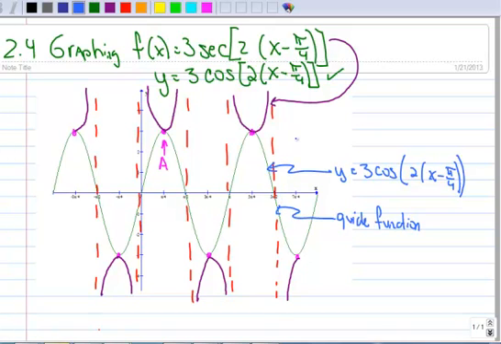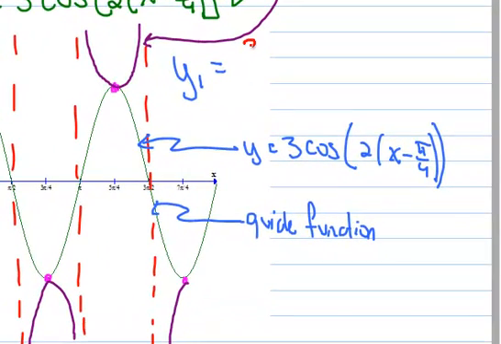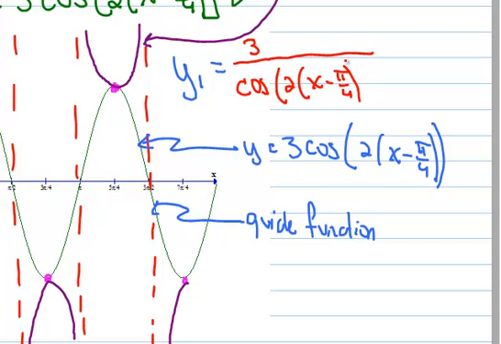Alright, and then to graph this on the calculator as a check, you can graph this. So remember, this is like 3 times all of that, that's multiplied. So you're going to have 3 in the numerator, and then you're going to have the reciprocal part down here. So cosine 2x minus pi over 4. Don't forget all those parentheses when you graph that.